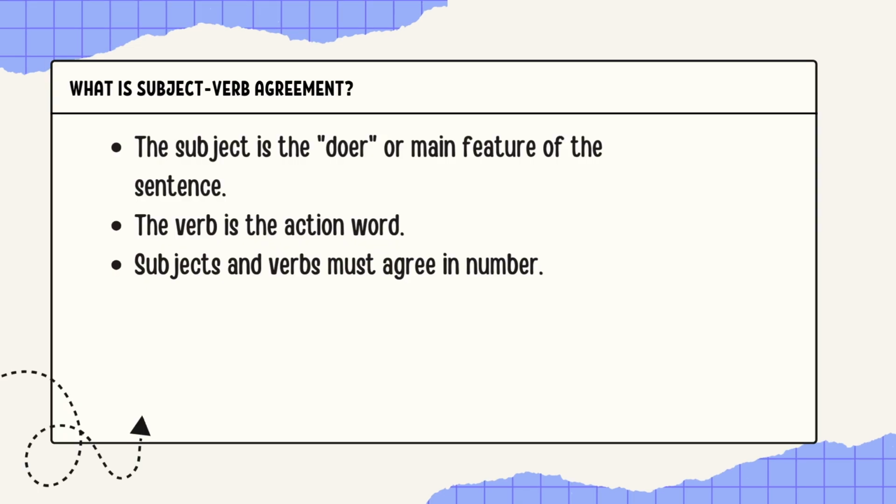So what is subject-verb agreement? Subject-verb agreement ensures that the subject and verb in a sentence match in number. For example, singular subjects take singular verbs and plural subjects take plural verbs. That's a mouthful. This fundamental rule of grammar can become tricky, as we'll see in upcoming examples.